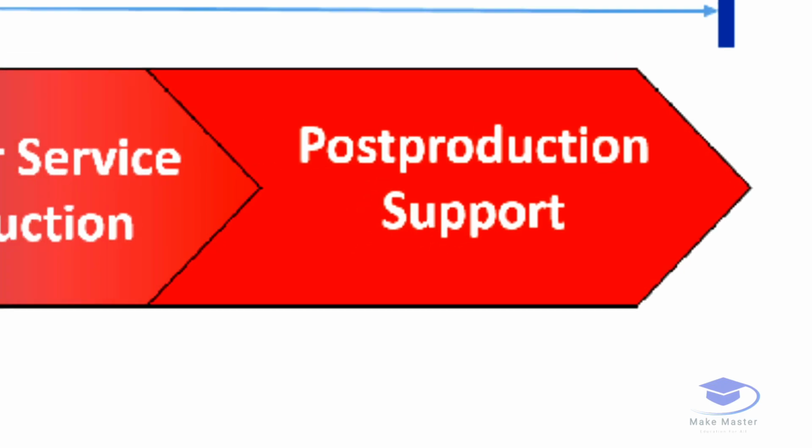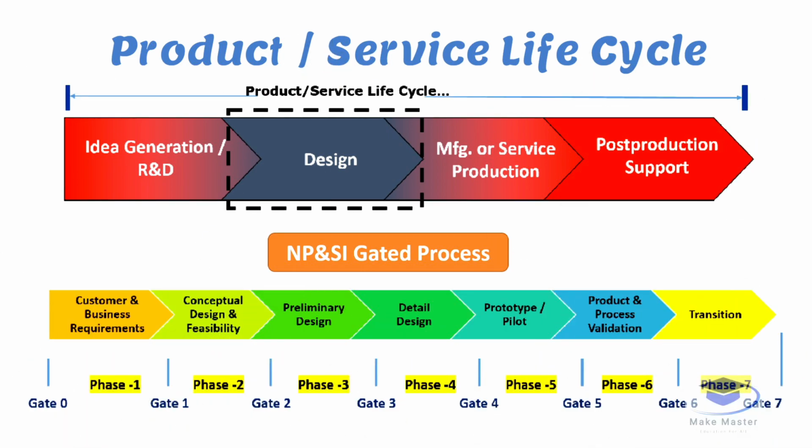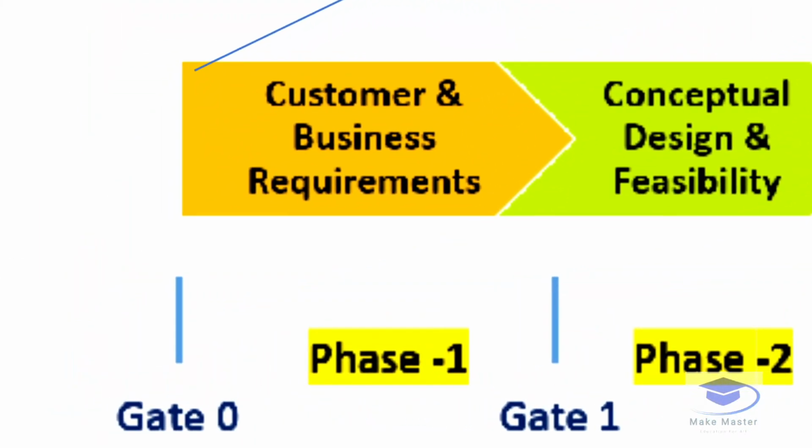Here we are going to see in detail the new product development design processes, that is the NPSI gated processes. These gated processes have 7 phases. Phase 1, customer and business requirements.